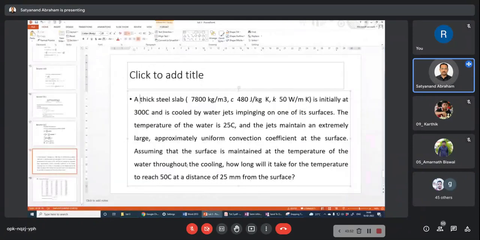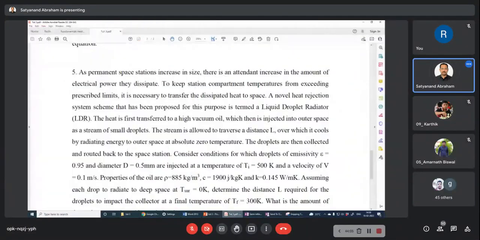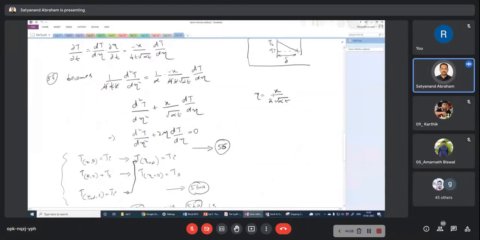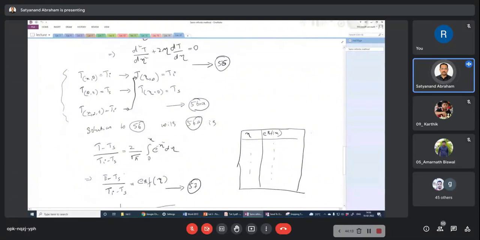The question is asking for the time taken for the temperature to reach 50 degrees Celsius at a distance of 25 mm. In terms of eta, it is going to be x by 2 root alpha t. So the equation is (T minus Ts) divided by (Ti minus Ts) equals the error function of x by 2 root alpha t.